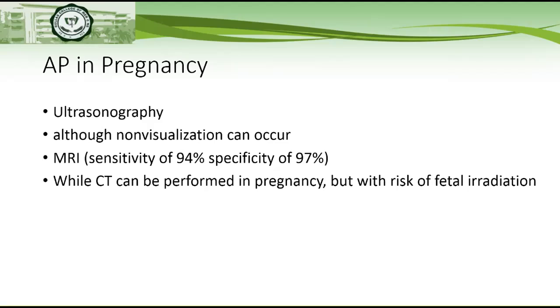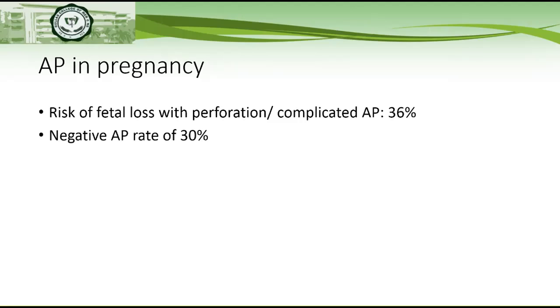Ultrasound is the preferred imaging modality, although non-visualization of the appendix can occur. The MRI is more sensitive and specific, but it's very expensive. While CT can be performed in pregnancy, the risk of fetal irradiation leads many practitioners to avoid it unless other modalities are inconclusive. The risk of fetal loss with perforation or complicated AP is 36%. It's very high, and there's a negative AP rate of 30% for AP in pregnancy.